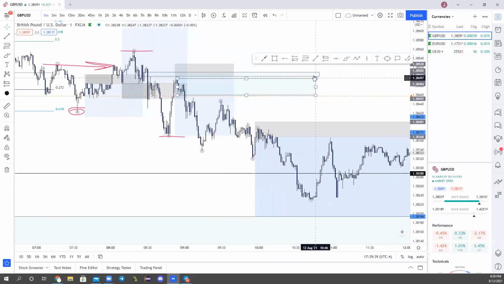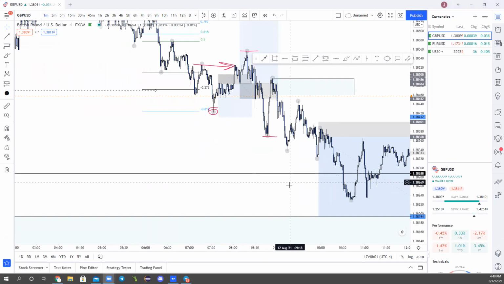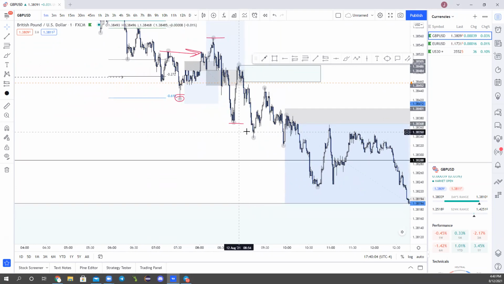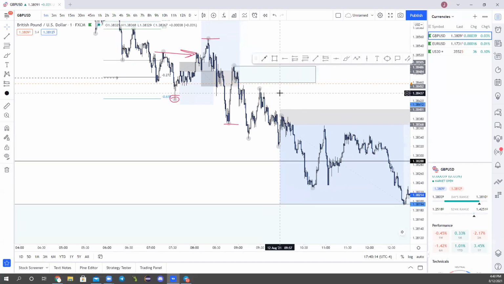And of course, I wanted to take it not from this supply, but from this supply, because this was left untested. It was unmitigated. We never got a pullback to it. That's where I wanted price to go up here. The target could have been down at this low, or my higher time frame target was all the way down here. The closer we get to it, the more I become convinced that we're actually going to meet it.